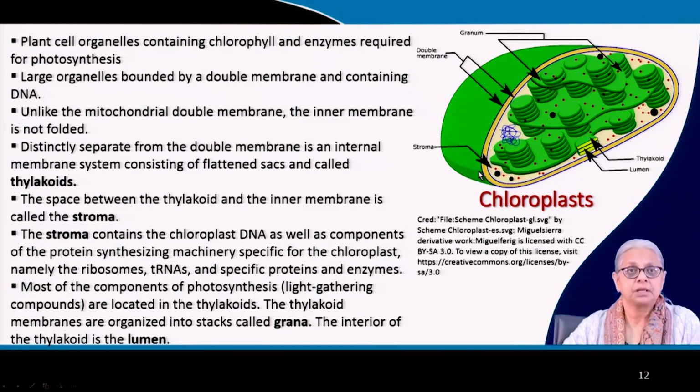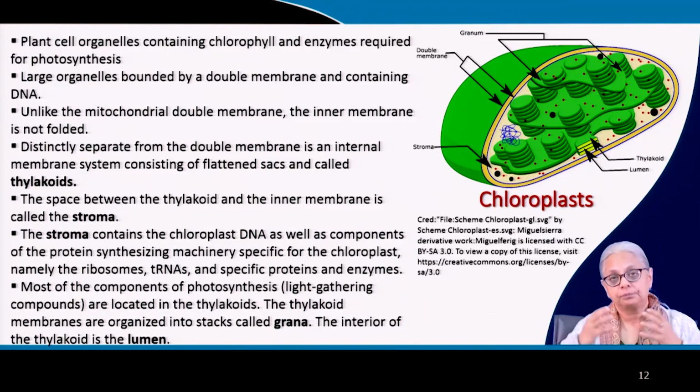Now the stroma contains the chloroplast DNA. It also has the protein synthesizing machinery that is required for the chloroplast. So you can see the ribosomes, the transfer RNAs and the specific proteins and enzymes freely floating in the stroma. Most of the components that are required for photosynthesis, basically the light gathering compounds, are located in the thylakoid, and the space inside the thylakoid, the interior of the thylakoid, is the lumen.